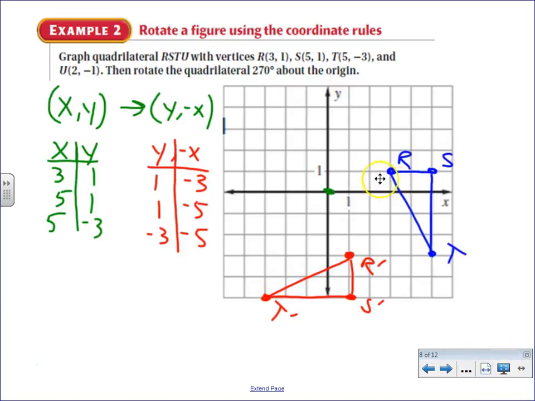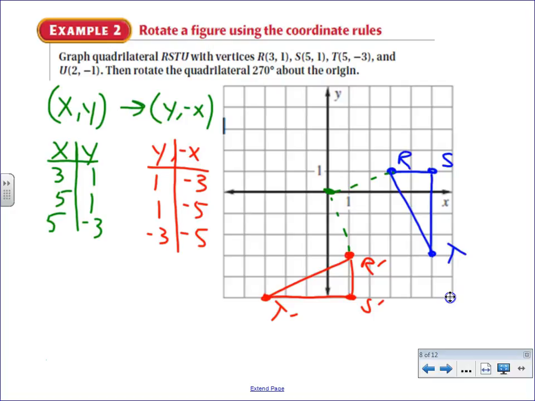Okay, so I graphed the original quadrilateral and I rotated it 270 degrees about the origin using the rule (x, y) becomes (y, opposite of x). Listed my original coordinates in a table. Made it easier for me to switch over. So I just took the (x, y) and I flip-flopped the y and the opposite of x. And then I graph those points on the coordinate plane.